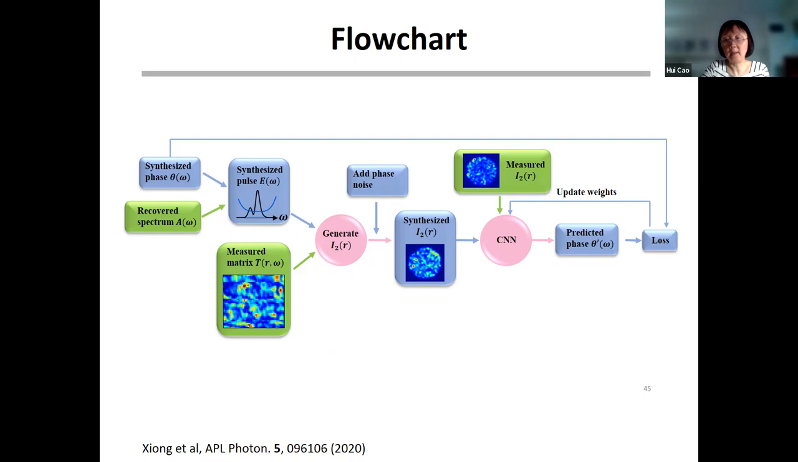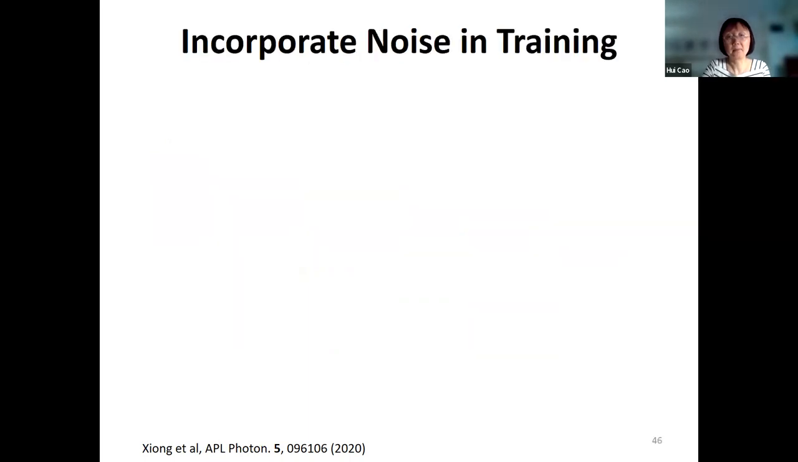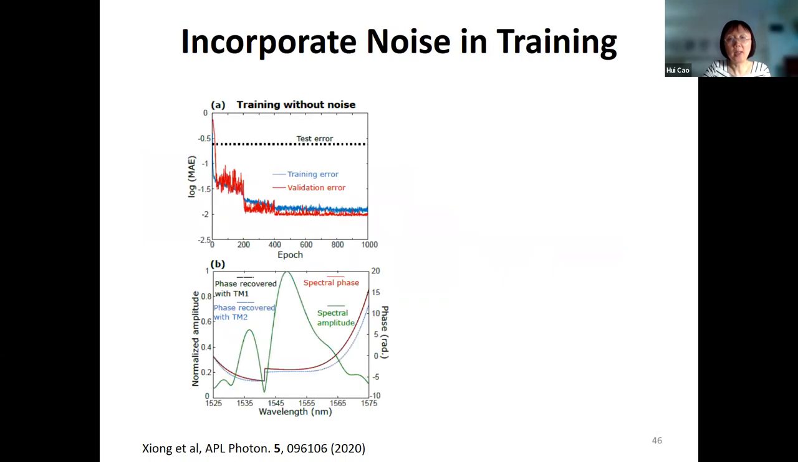And then from measurement one, we can get this recovered phase here. Okay, so now let's see what I said before: the noise is very important, because that's why the phase retrieval failed. So we introduce noise into this kind of training.